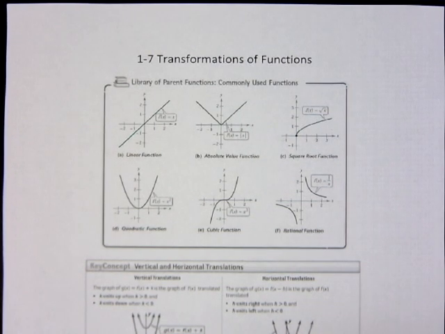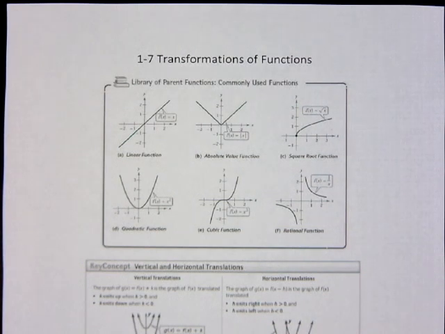Okay, in this section 1-7, we're talking about transformations of functions. So what we'll be looking at is how changing the equation affects the graph. And we start off by looking at some of the parent functions. And remember, the parent function is the simplest equation of a certain type of function. And so we've got 6 of them to look at here.